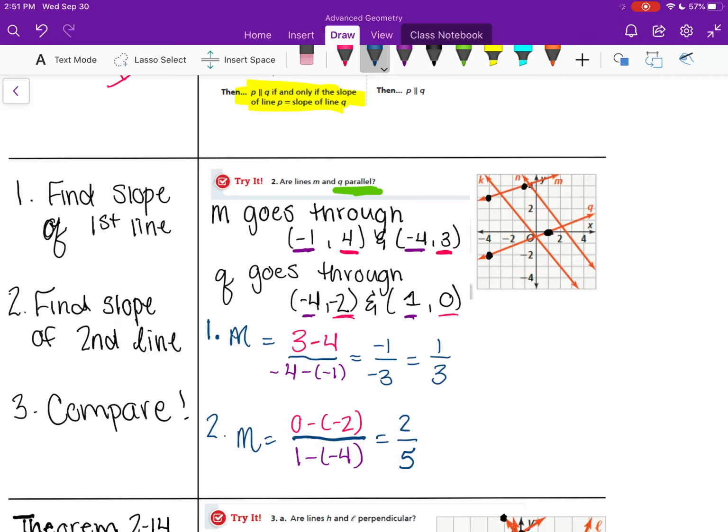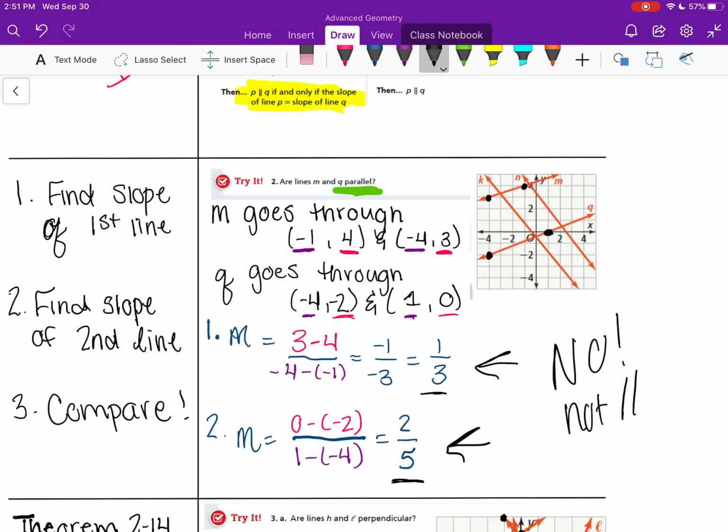So we have found the slope of the first line to be 1/3. We have found the slope of the second line to be 2/5. And the problem asks us, are the lines parallel? Our third step is just to actually compare them, and they are different slopes, so that means they are not parallel. So no, they are not parallel. These are different slopes. They cannot be parallel lines.